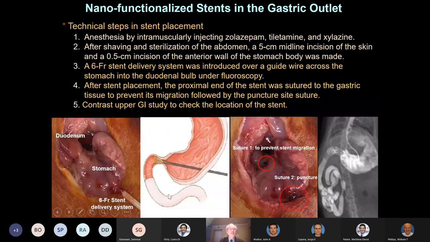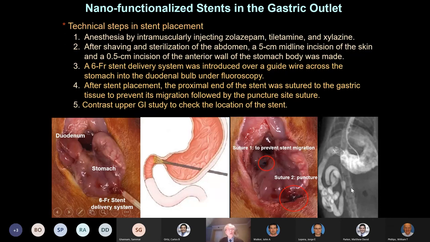This slide shows the technical steps in stent placement. A 6-French stent delivery system was introduced over a guide wire across the stomach and the duodenal bulb under fluoroscopy through a surgical gastrostomy. And then after stent placement, the proximal end of the stent was sutured to the gastric tissue to prevent its migration, followed by puncture site suture. That's why the migration rate was 0% in this group.